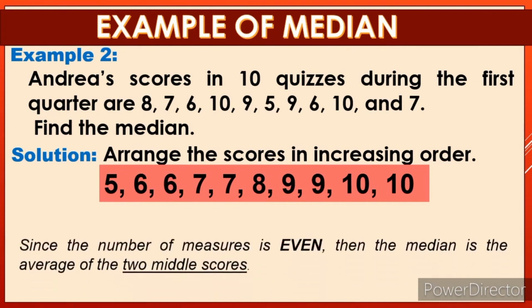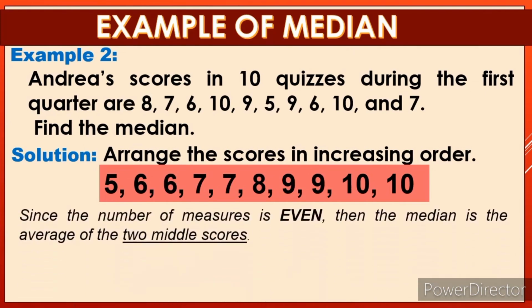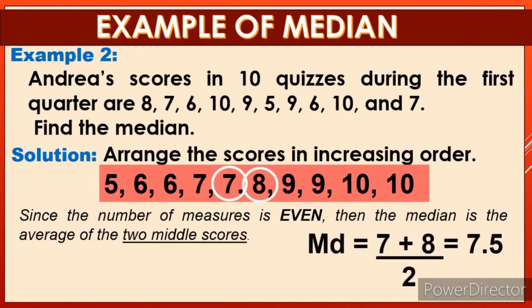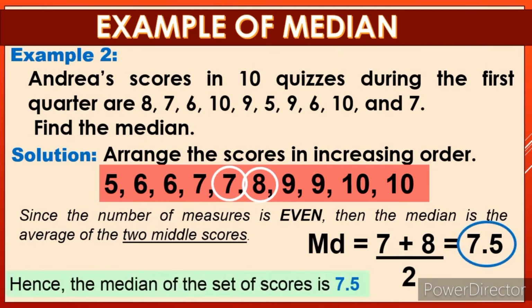And then we're going to find the middle value. Since the number of measures is even, the median is the average of the two middle scores. So the two middle scores are 7 and 8. Now we have the median equals 7 plus 8 divided by 2. So we add the two numbers and divide by 2. That is 7 plus 8 is 15, divided by 2 is 7.5. Hence the median of the set of scores is 7.5.